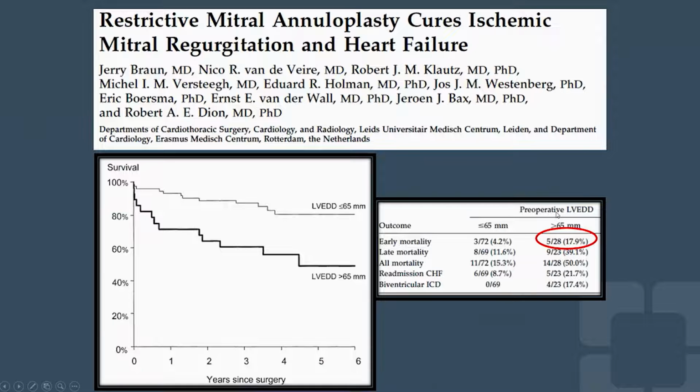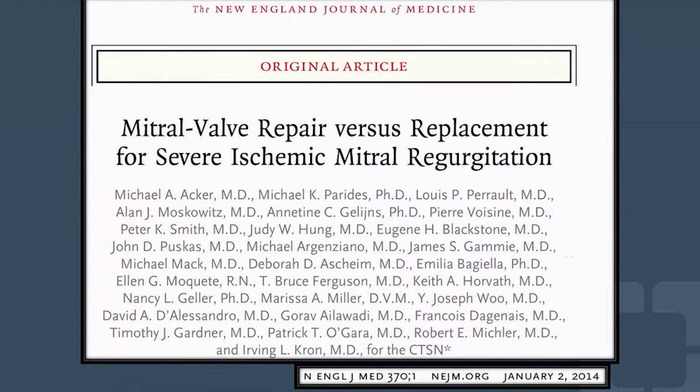There were some other studies that looked at the size of the left ventricle, and the size of the ventricle does predict outcomes. The larger the ventricle, the worse their outcome. In this one study, a cutoff of a left ventricular end diastolic dimension of 65 millimeters showed that if you are greater than that, you will have decreased survival long term. Now, for severe ischemic regurgitation, it's also been debated what is better, to repair the valve or to replace the valve.